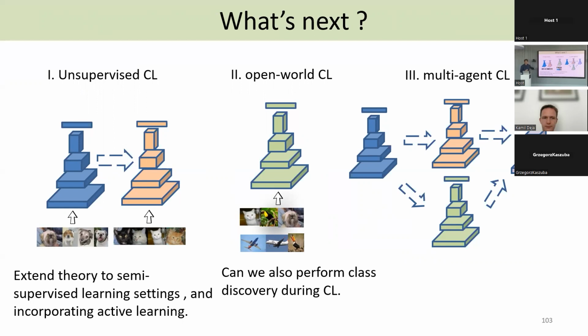Here we also want to move to class discovery. Instead of just saying all these classes are unknown, can we cluster these unknown classes already into separate classes in a continual learning setting? And here we are interested in going beyond two agents. I think especially this weight averaging is very easy to apply to multiple agents.